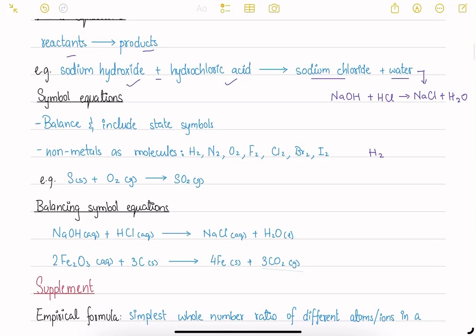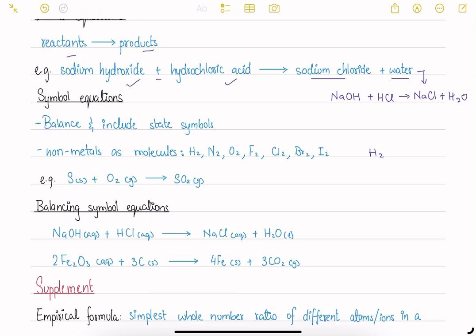For example, here we have sulfur reacting with oxygen. So instead of writing only O, we have to write O2. When an element like these non-metal molecules is written in its elemental form, not combined with any other element, we always write it as a diatomic molecule.